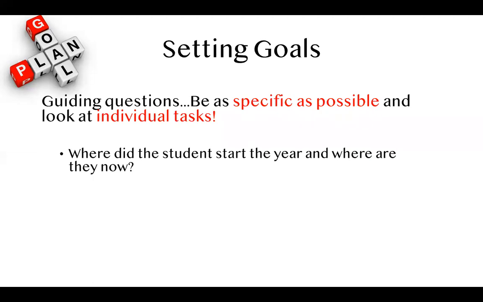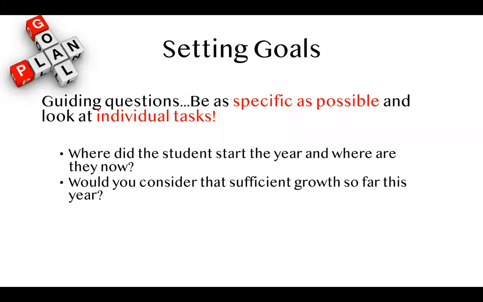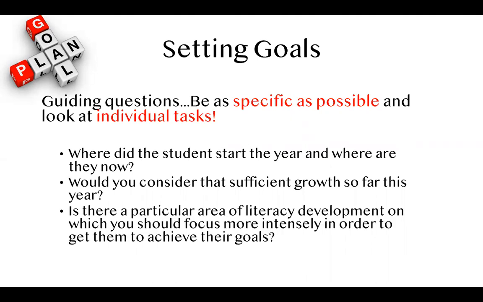So looking at questions like these, you can take these back to PLC if you want to, or if you're analyzing your own data, think about where the students started the year, where they are now. Do you consider that sufficient growth so far this year? And is there a particular area of literacy development on which you should focus more intensely in order to help them achieve their goals? So just again, some guiding questions that you can use as you look through your mid-year data.